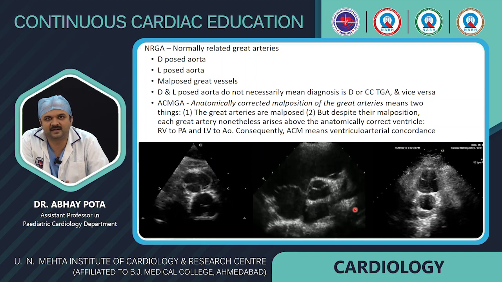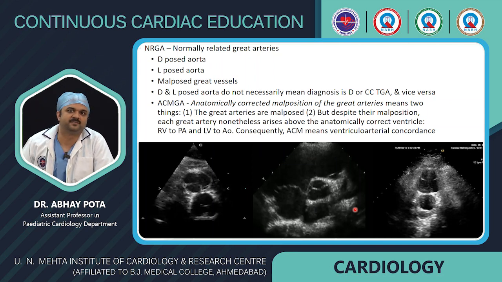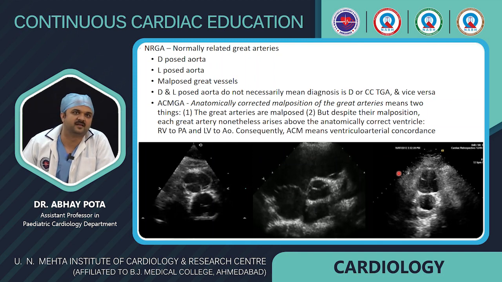Now an important thing is that D and L-post aorta do not necessarily mean the diagnosis is DTGA or CCTGA, and vice versa. If there is D-posed aorta, it does not mean that the diagnosis is DTGA, or if L-post aorta is there, then the diagnosis is CCTGA. At the same time, it can very well be possible that a TGA case may not have D-malpost great arteries, or a CCTGA case may not have L-malpost great arteries.